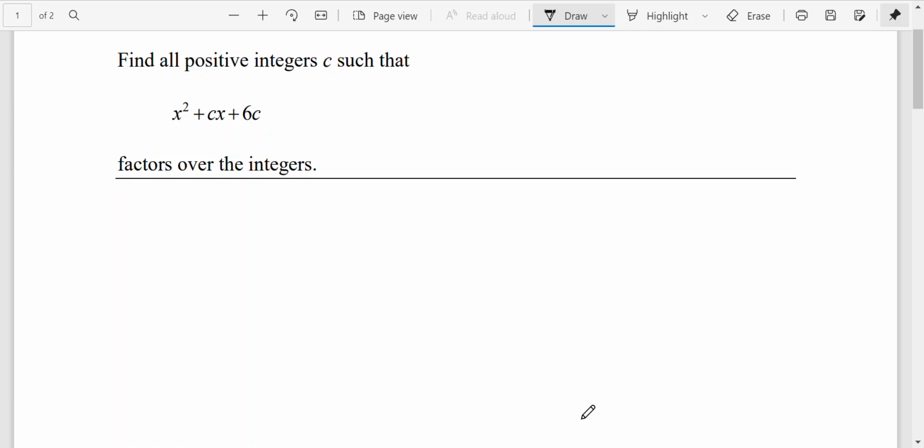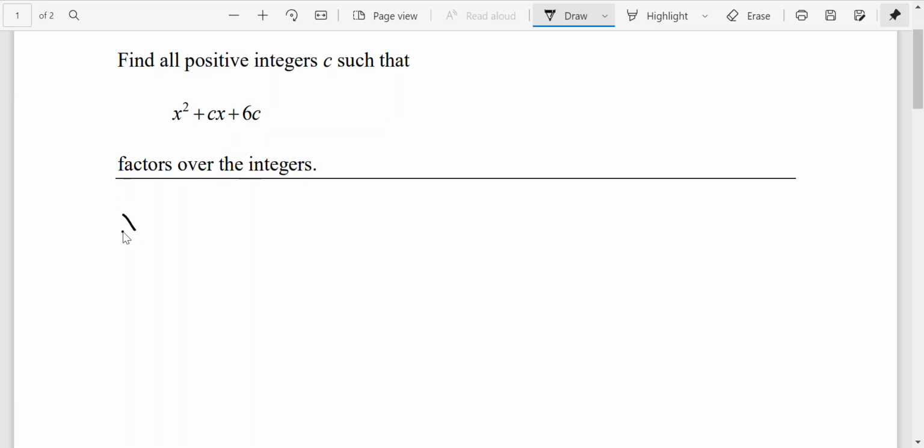Find all positive integers c such that x squared plus cx plus 6c factors over the integers. Go ahead and pause the video and give it a try.